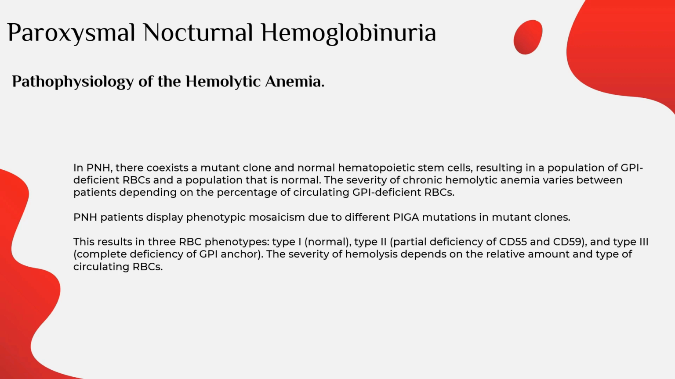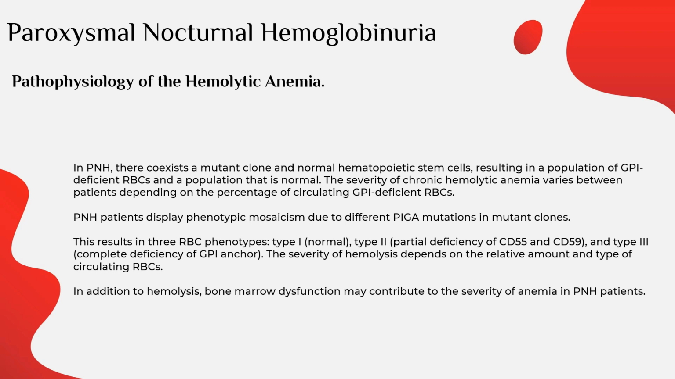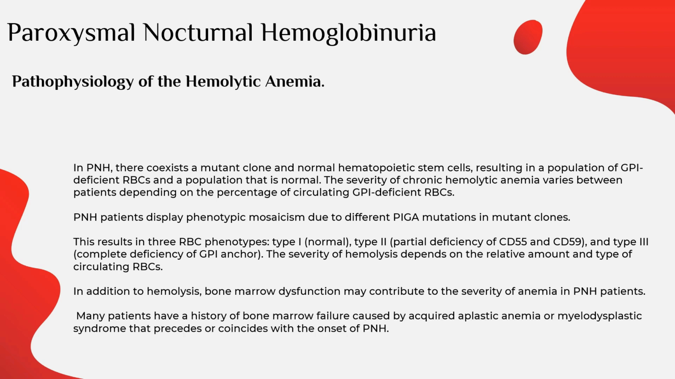This results in 3 RBC phenotypes: type 1, normal; type 2, partial deficiency of CD55 and CD59; and type 3, complete deficiency of GPI anchor. The severity of hemolysis depends on the relative amount and type of circulating RBCs. In addition to hemolysis, bone marrow dysfunction may contribute to the severity of anemia in PNH patients. Many patients have a history of bone marrow failure caused by acquired aplastic anemia or myelodysplastic syndrome that precedes or coincides with the onset of PNH.